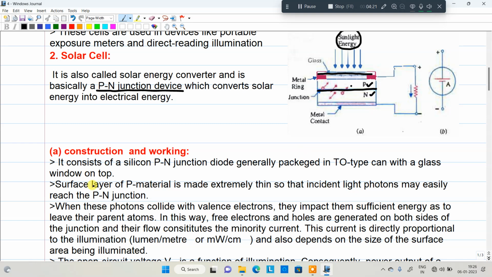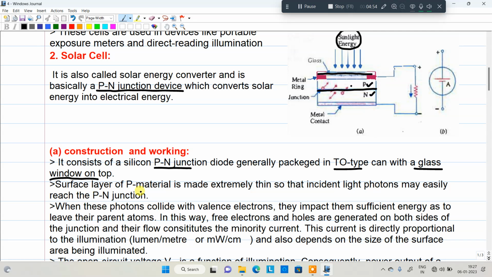Now look at the construction and working. It consists of a silicon PN junction diode generally packed in a TO type package. It has a glass window on top, to observe and focus the entire light energy. The entire sunlight is focused on this glass, and after that it reaches the P and N junction.